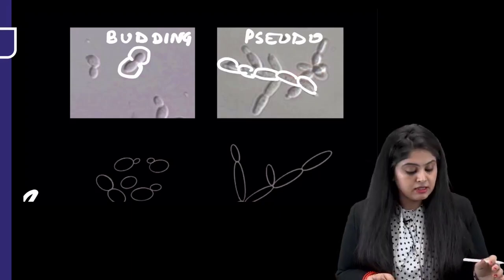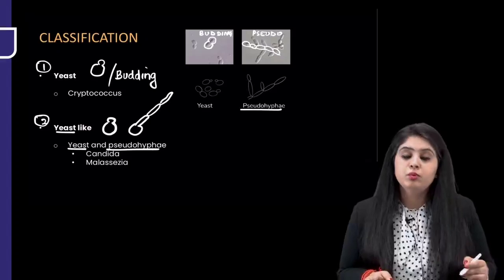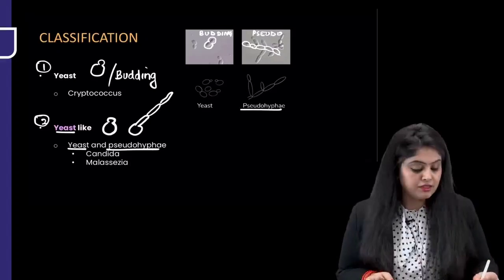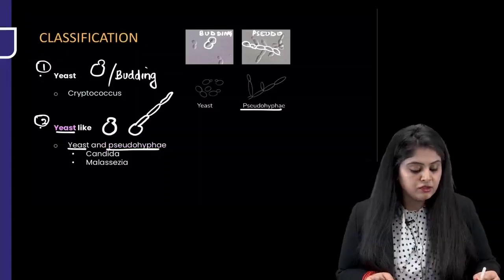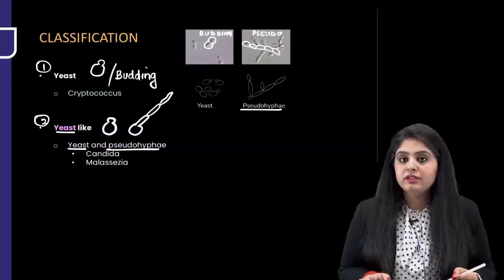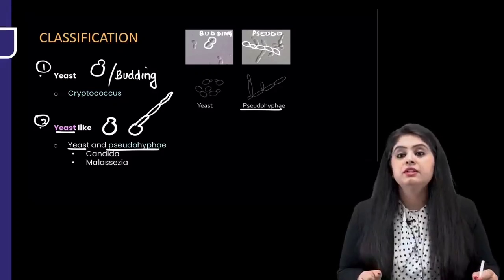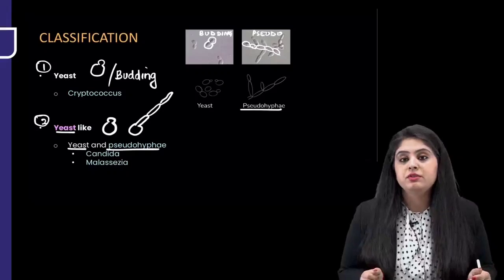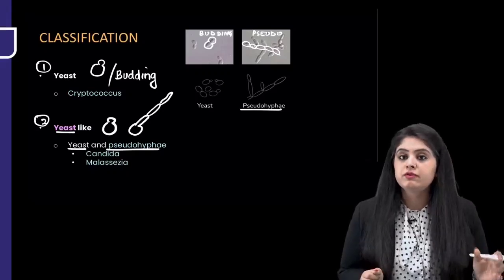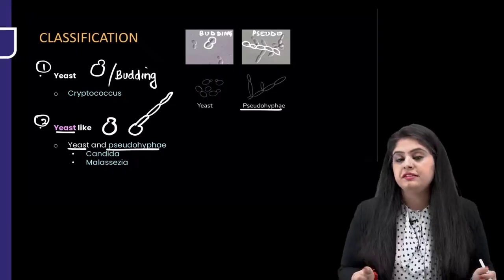So please remember that a yeast-like organism is the one that is going to show you both the yeast phenomenon, that is the budding, and the pseudohyphae, of course. And what are the examples that come under it? So please remember, yeast is going to include Cryptococcus, and yeast-like, which are going to have the pseudohyphae, will include Candida and Malassezia. These are the two main set of organisms that you have to learn. Repeating, yeast is going to have Cryptococcus and yeast-like will have Candida and Malassezia.